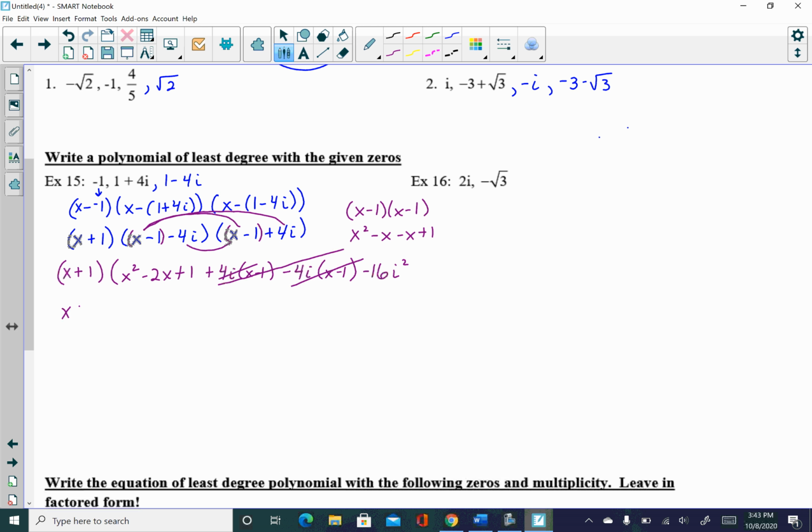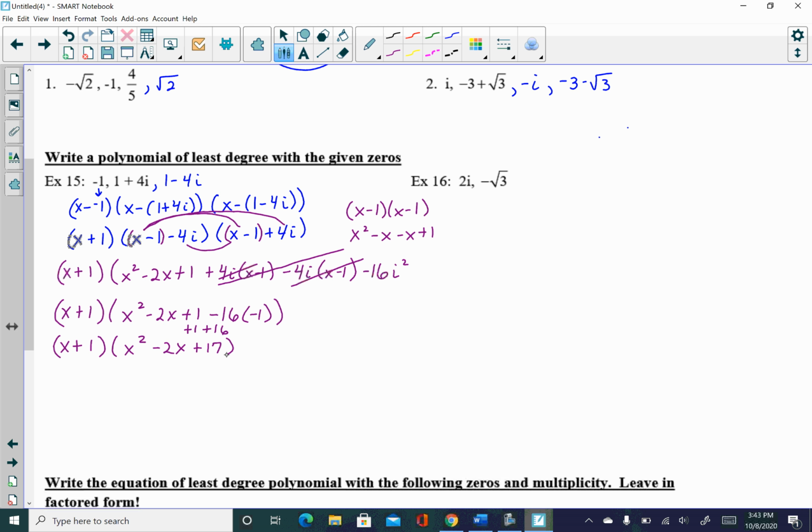So let's clean this up. I have x plus 1. And I have left over here x squared minus 2x plus 1. And then back here at the back I have minus 16 i squared. And then remember, we know that i squared is equal to -1. So now I have x plus 1, I have x squared minus 2x, I have positive 1, and I have positive 16, so I really have positive 17 now.